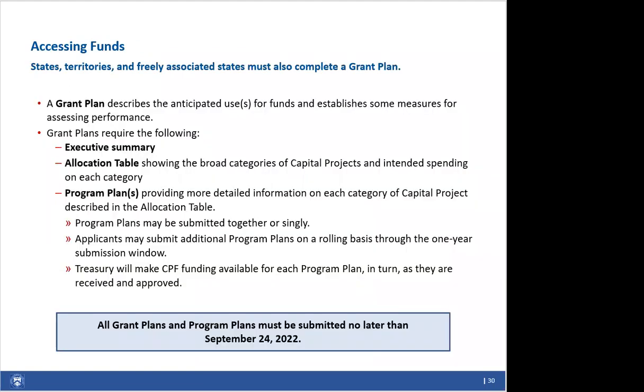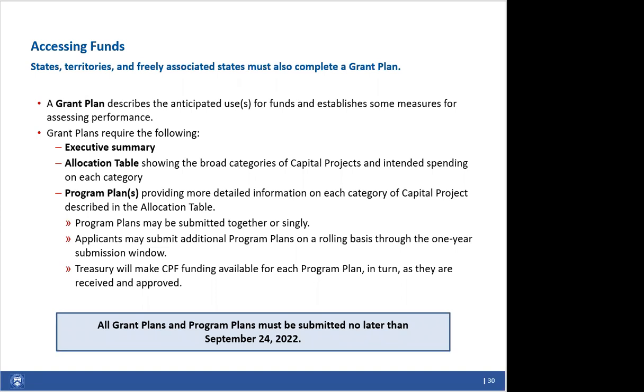Okay, so that pretty much concludes the application. Once the application is completed, you'll get contacted by us and you will enter into a grant agreement. After that, you'll receive instructions on completing a grant plan. The grant plan is designed to describe in greater detail the anticipated uses of funds and establish some measures for assessing performance. Applicants will be given access to the grant plan once the application has been reviewed and approved. As I mentioned, the grant plan templates are not posted on our website at this time.